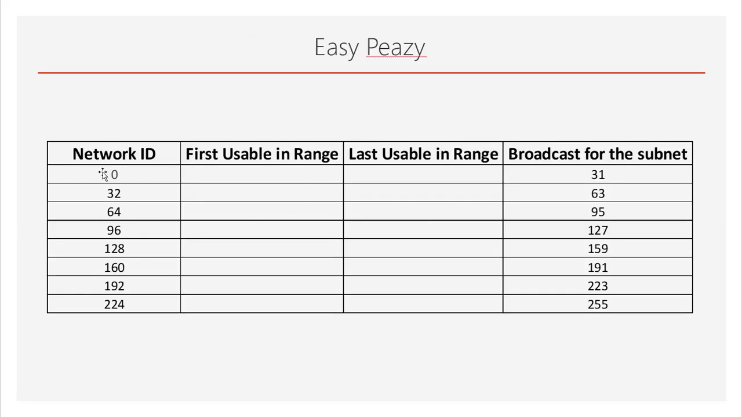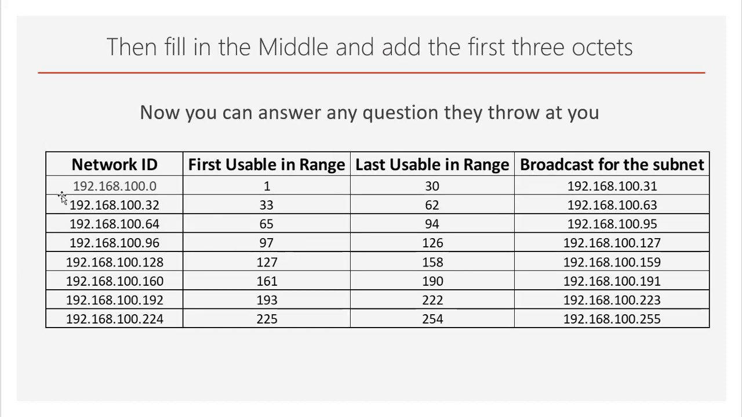Now that we have the left and right side, we can add the middle. So 0, 1, and then this is going to be 30, because we're going to subtract 1 from the right side and put it here. This, we would subtract 1, this would be 62, this would be 94, 126, 158, 190, you get the idea. So pop that in. Then all we have to do is add the 192.168.100, because remember, those first 3 octets in the Class C will always stay the same. So we can pop those in, and then we would pop them in here and here, and we'd be all set.